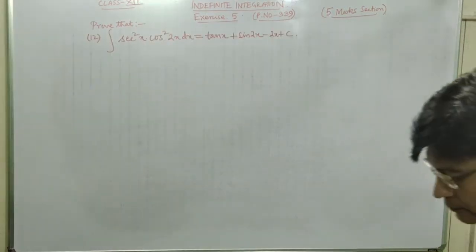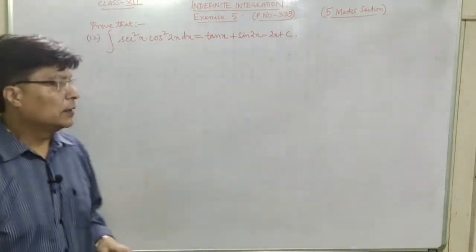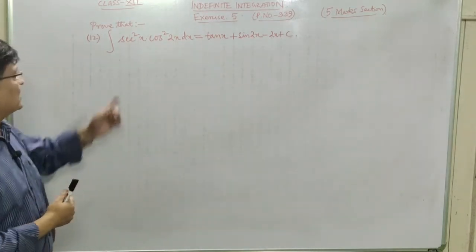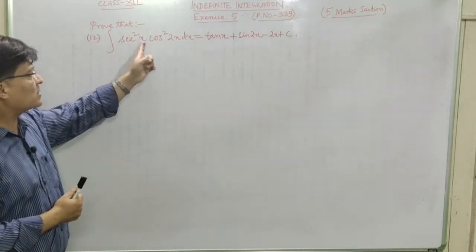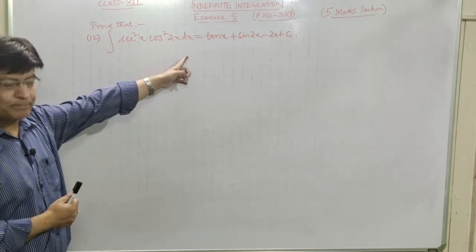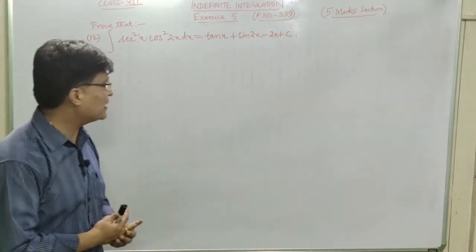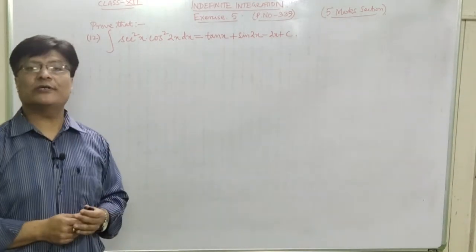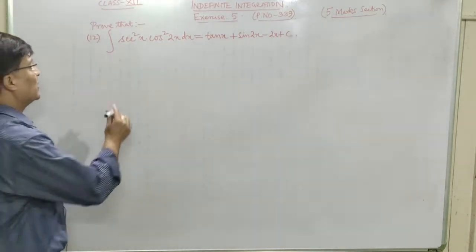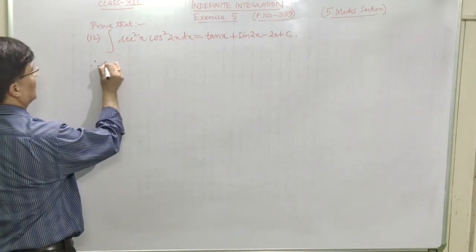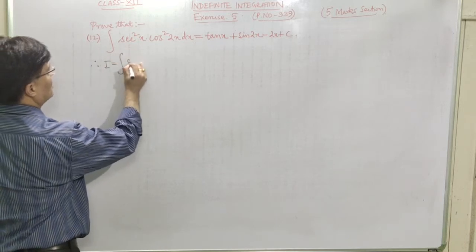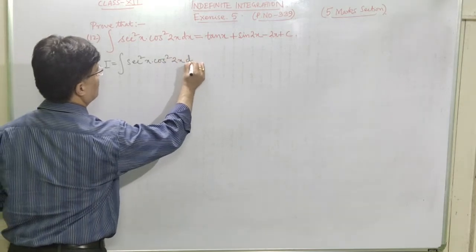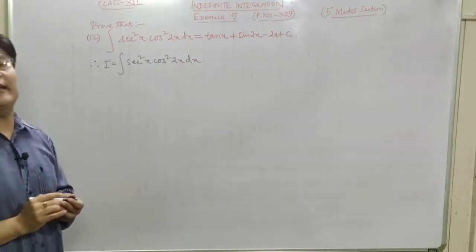So now we'll do the next question, that is question number 12. Prove that integral of sec square x cos square 2x dx is equal to tan x plus sin 2x minus 2x plus c. The answer is given in the question itself. Okay, so let us write this left hand side. That is I is equal to integration of sec square x cos square 2x dx. So let us simplify it first.